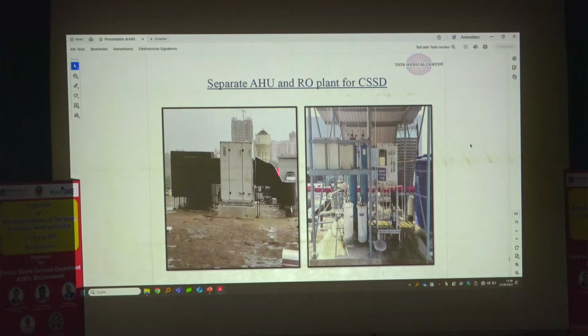And this is an AHU unit, which is on the rooftop at the terrace. It is only for the CSSD purposes, so that it cannot mix with the OT. It is a 17-ton AC. It is for CSSD, only for CSSD. This is the achievement of us.